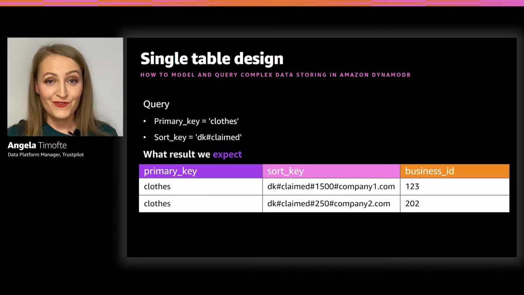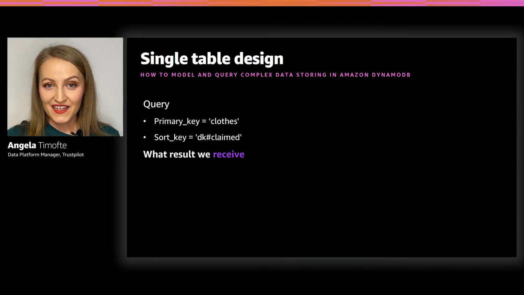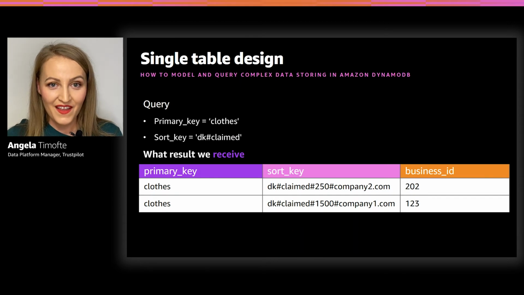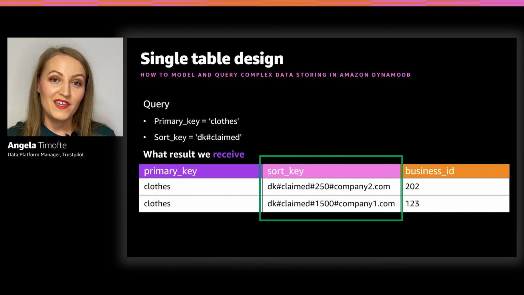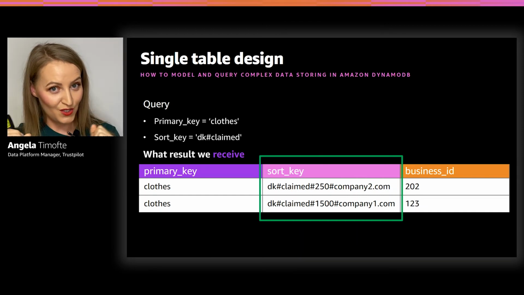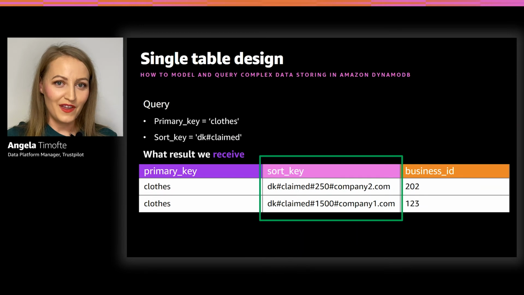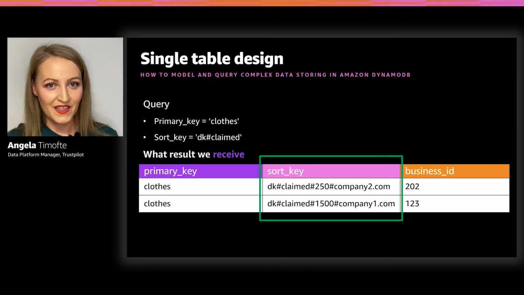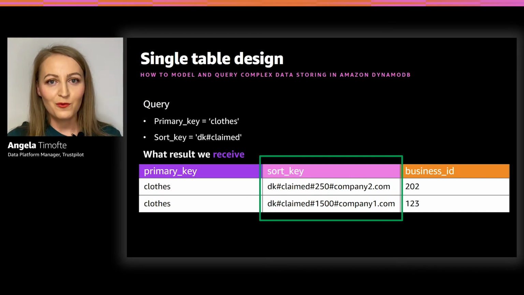But in reality, that's not what we are receiving. In reality, we actually get company 2 as the first item and company 1 as the second. And that's because we are using a sort key, which is a string, and in that string, we are trying to order numbers. So in our case here, number 1 from 1,500 will be compared to number 2 from 250. And that's why we get this order.